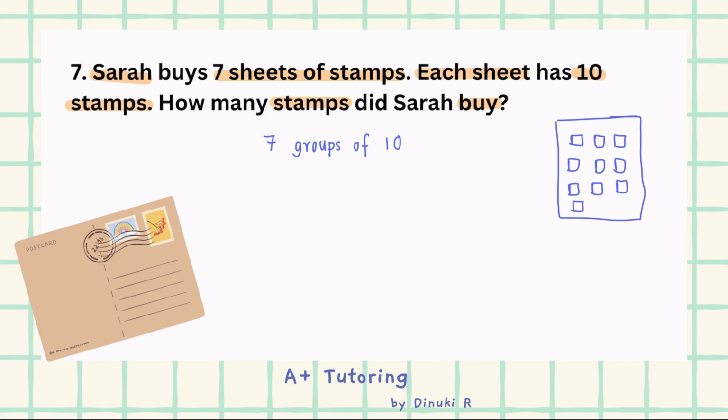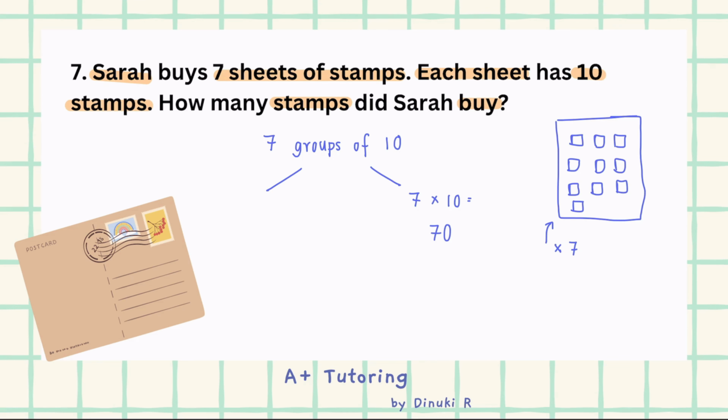10. Too easy, right? Because we're buying 7 of these, it's the same as saying 7 groups of 10. And there's two ways to do this. A very simple multiplication, 7 times 10. You should know by now that if you multiply any number by 10, you're just adding another 0 to that number. So it becomes 70.